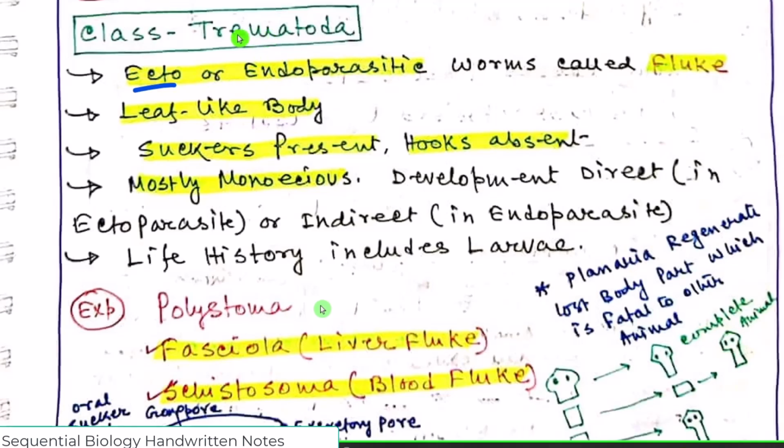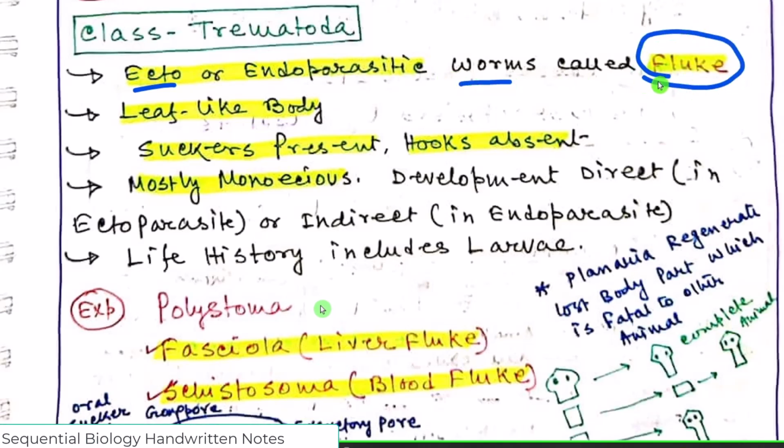So the representatives of this class Trematoda are ecto or endoparasitic, and they are called worms, and they are called fluke. This is very important. The body is leaf-like, suckers are present and hooks are absent, and mostly they are monoecious. Monoecious means both male and female sex organs are found in the same individual. Development is direct in ectoparasite but indirect in endoparasite. Indirect means development occurs through a larval stage, and the life history also includes larva.